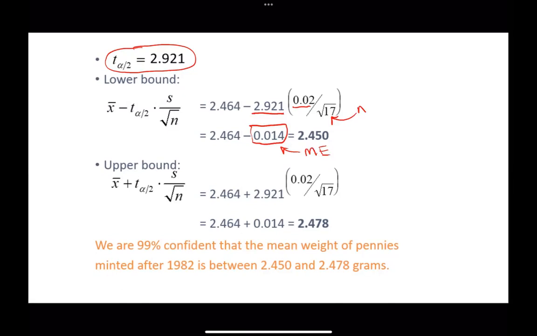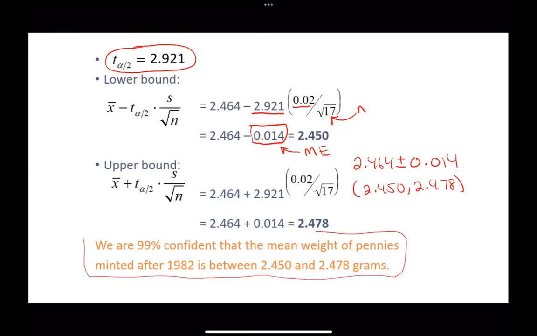So we will either answer the question like this, or they'll ask you to answer it like this, or they'll give you two separate boxes to put it in. Either way, we're 99% confident that the mean weight of pennies minted after 1982 is between 2.450 and 2.478 grams. This is the way you would answer the question after you found your confidence interval.